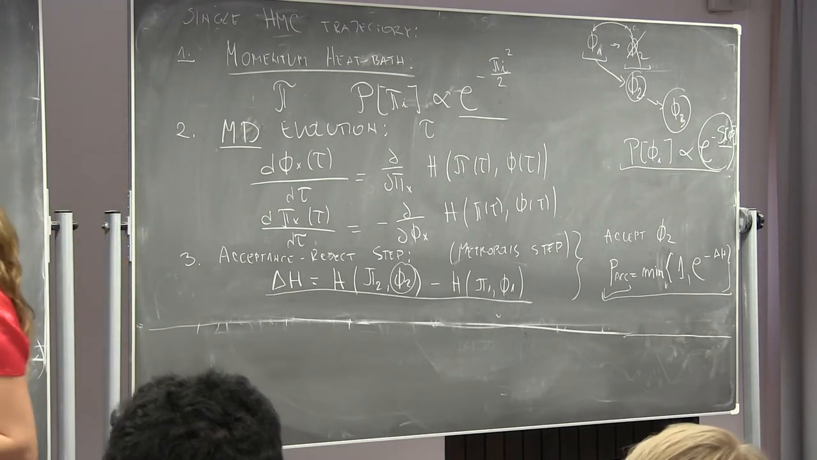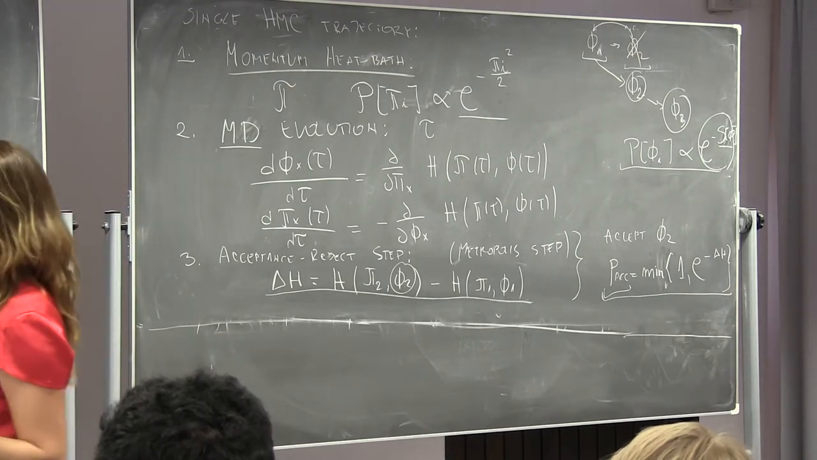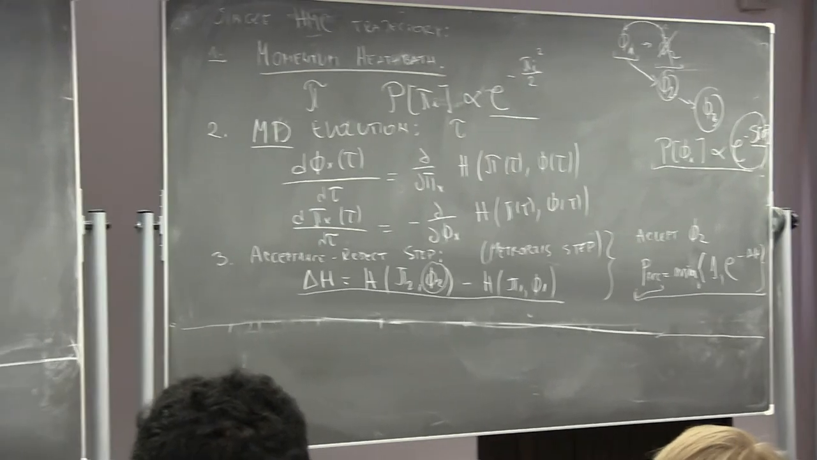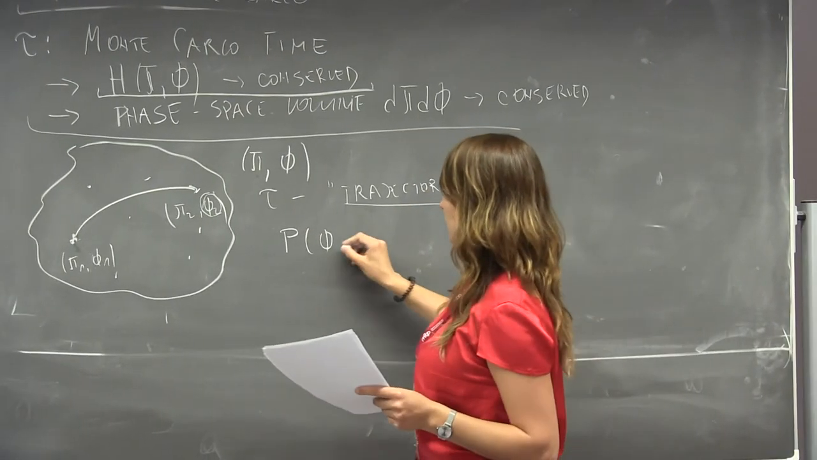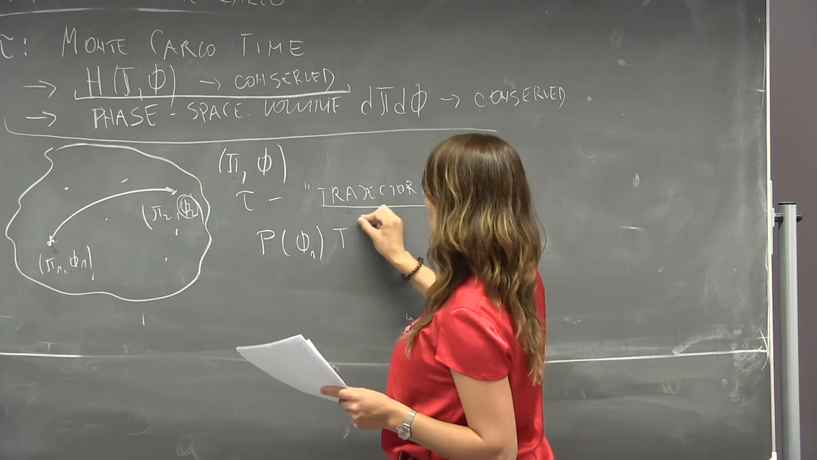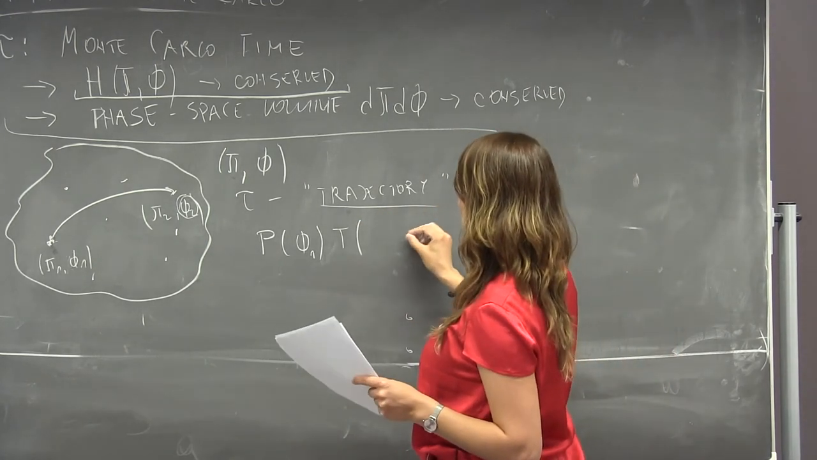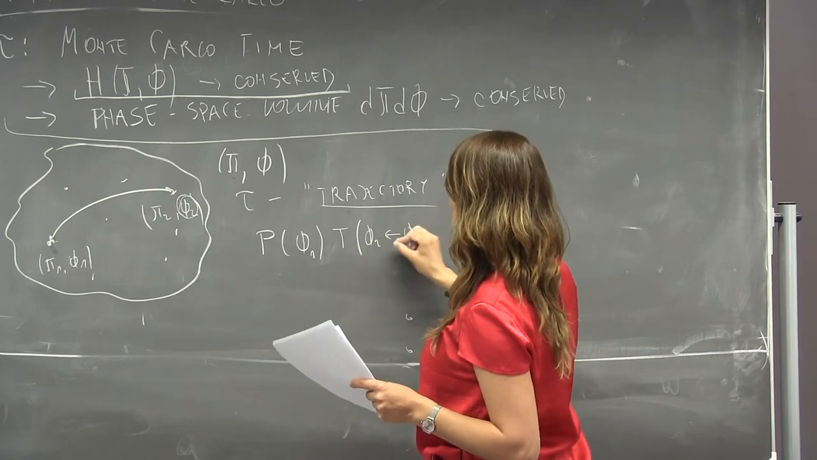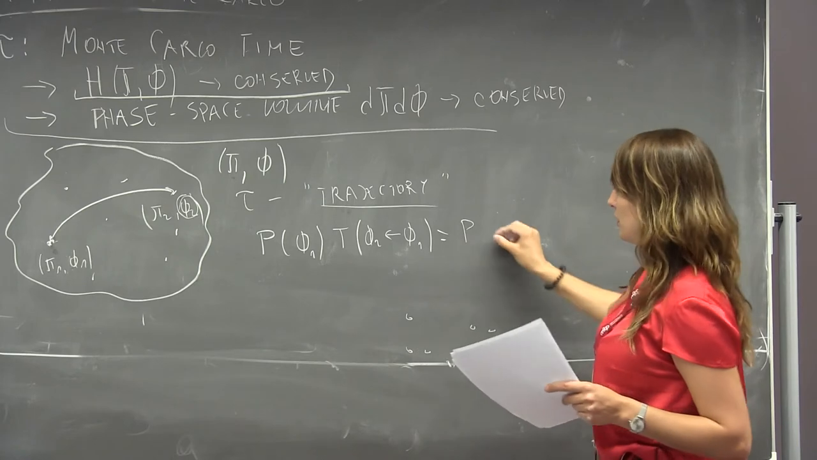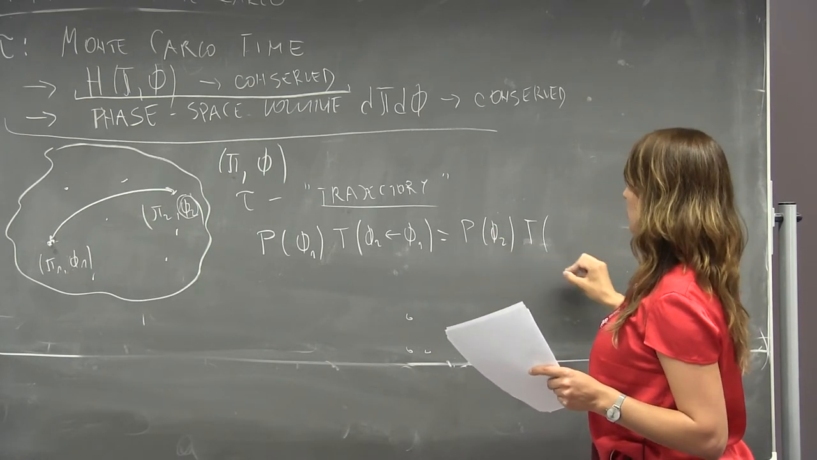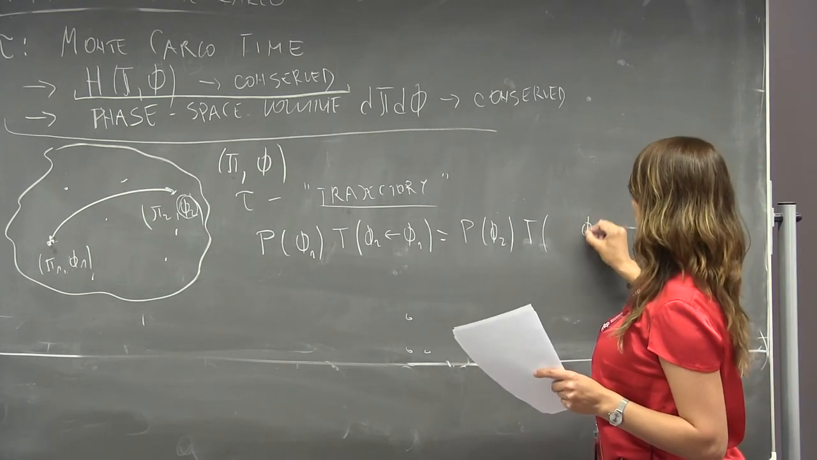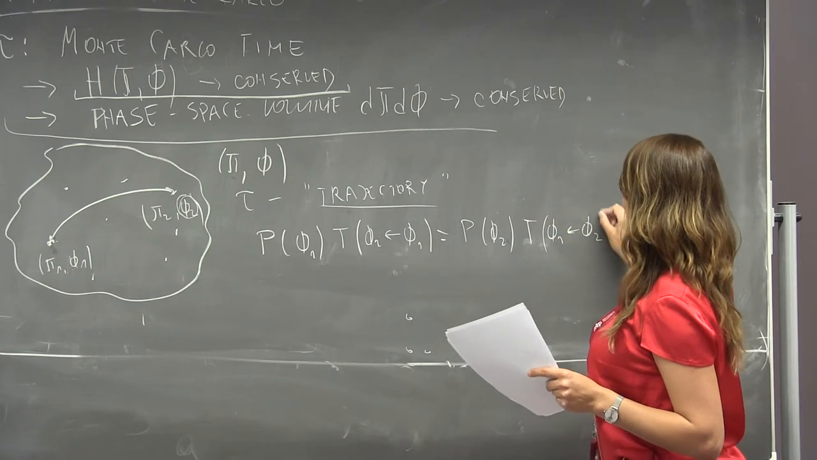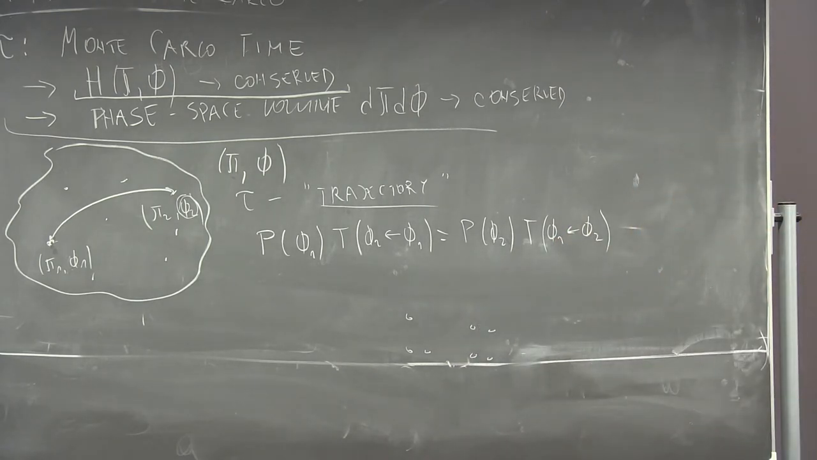Ilhan. Okay, so what Ilhan is trying to say, what we were discussing here, is that the probability of being at state phi 1 times the transition probability to go from state phi 1 to state phi 2 has to be the same as the probability of being at state phi 2 times the transition probability to go from state phi 2 to phi 1. But I'm not able to right now directly relate that to the actual sign of delta H. Let's discuss this after the lecture.